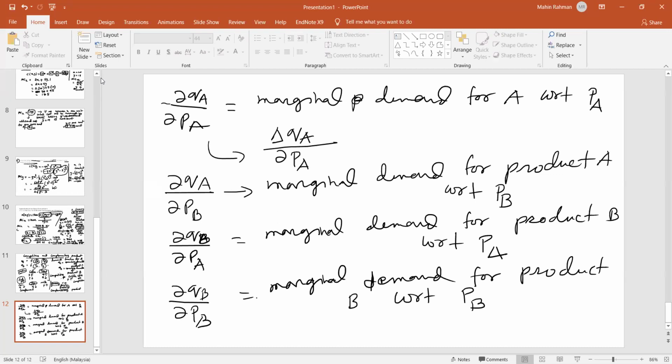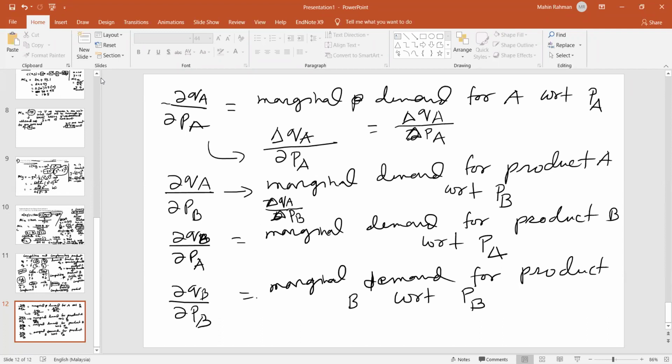Again, the marginal demand for product A with respect to the price of product A indicates how much the demand for product A changes if the price of product A increases or decreases by 1 unit. Another one, the marginal demand for product A with respect to the price of product B, indicates how much the quantity of product A changes if the price of product B increases or decreases by 1 unit.